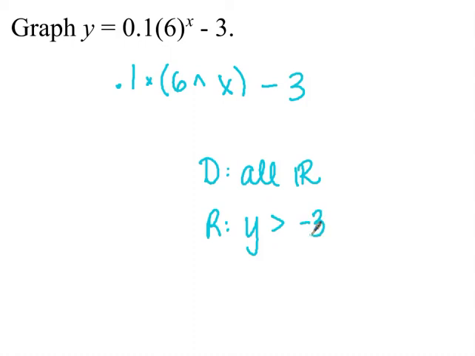It could be less than if it went down, but I believe all of these that you're dealing with today will be growth functions, which means they will be going up. That's a good question. Range is up and down. Domain is left to right.